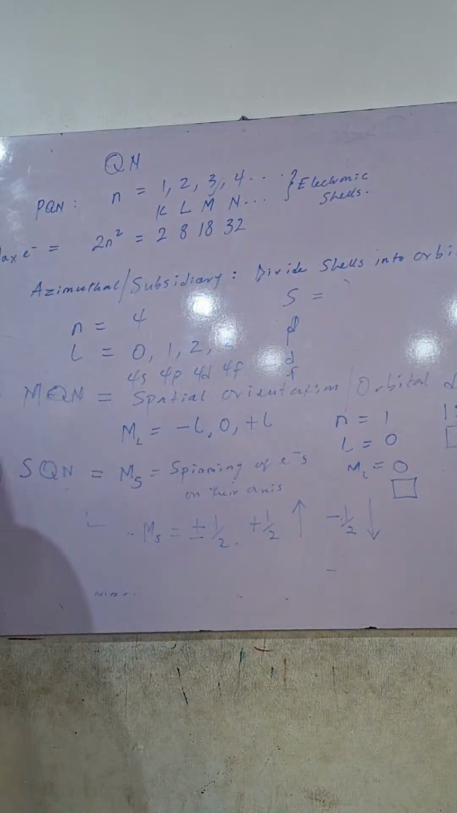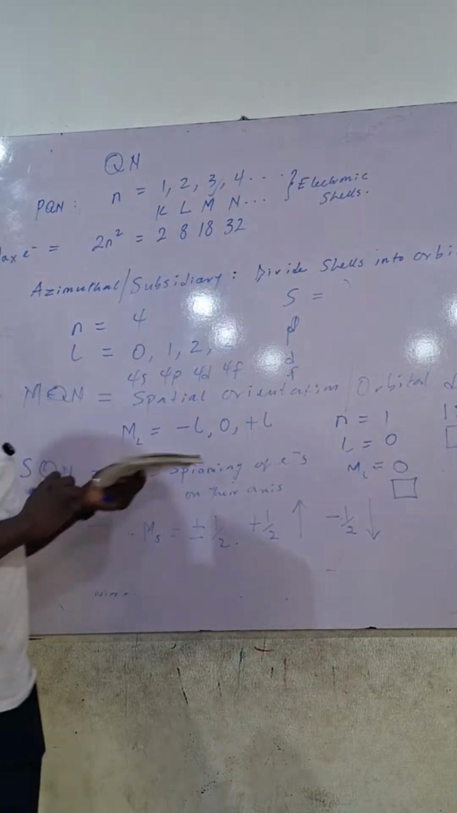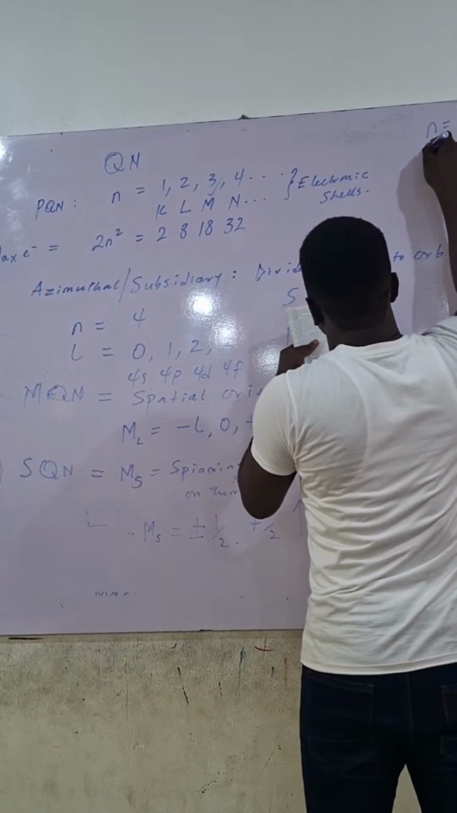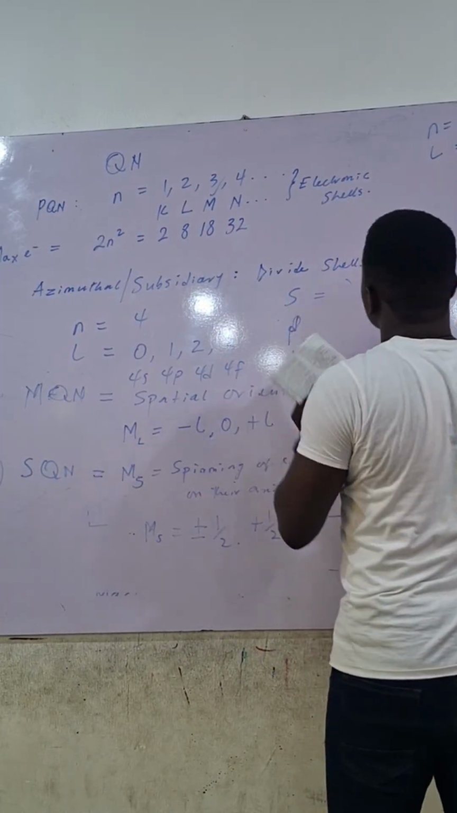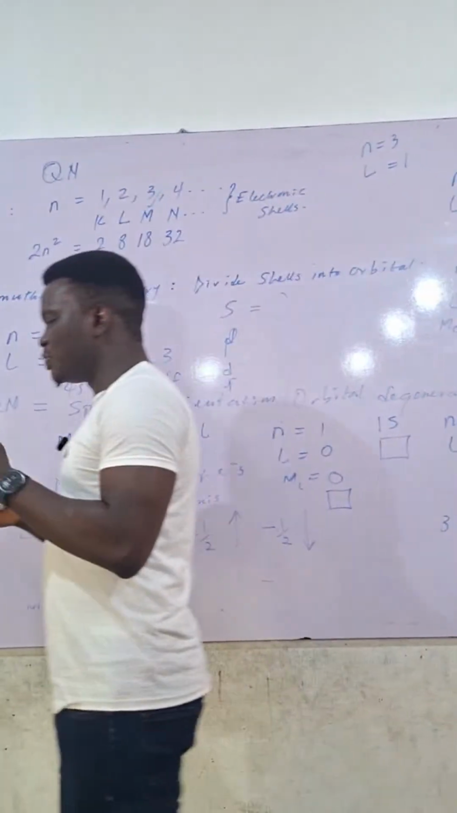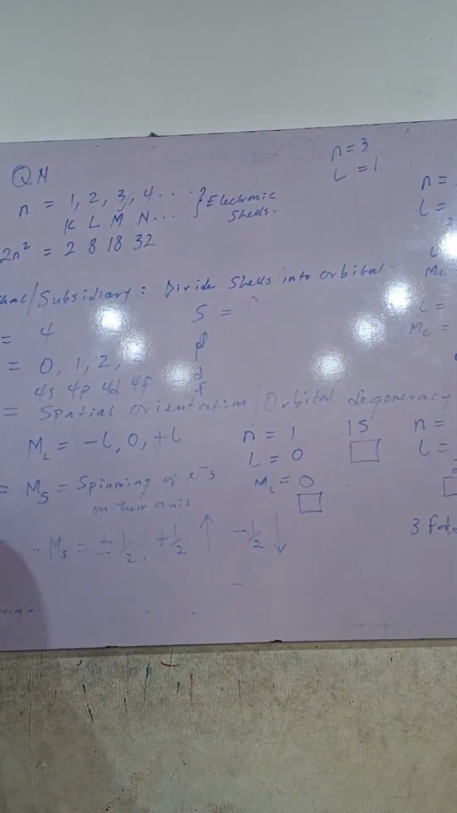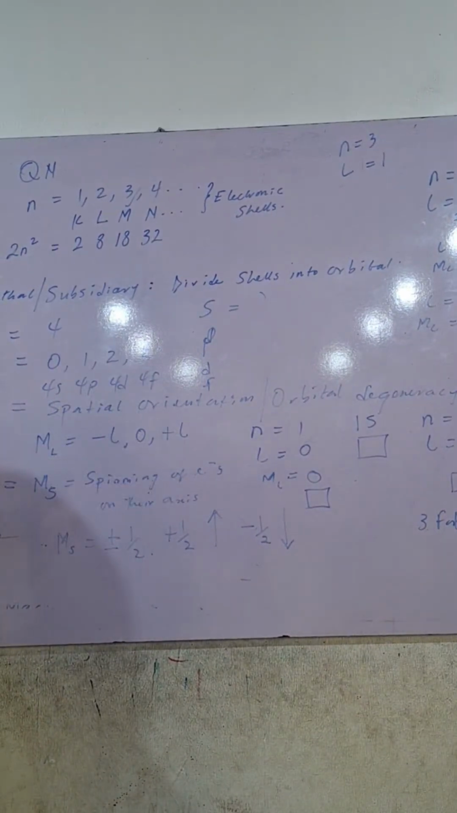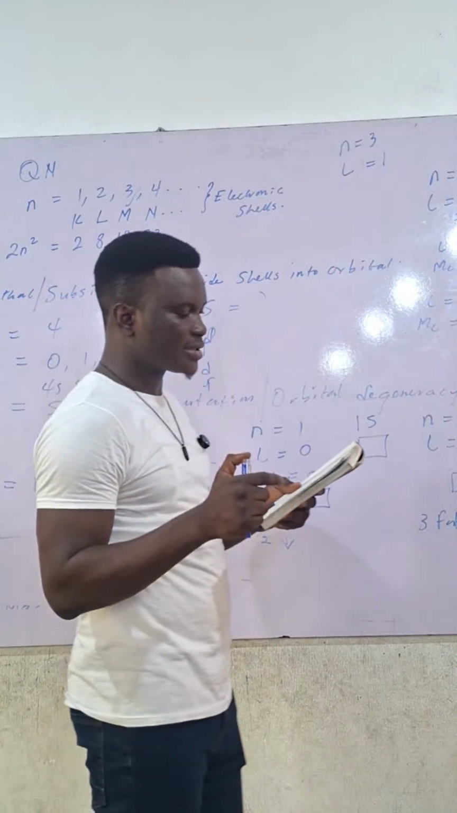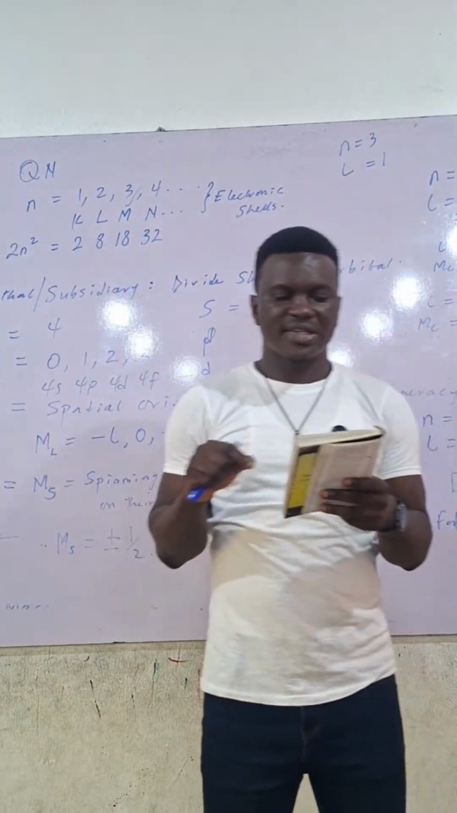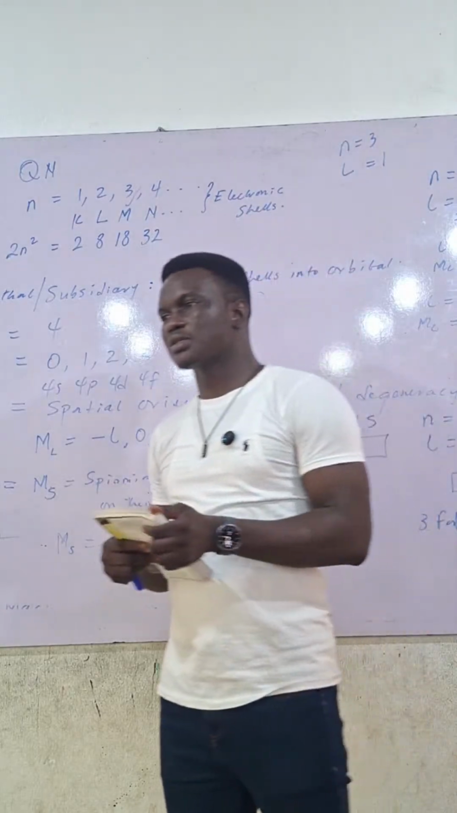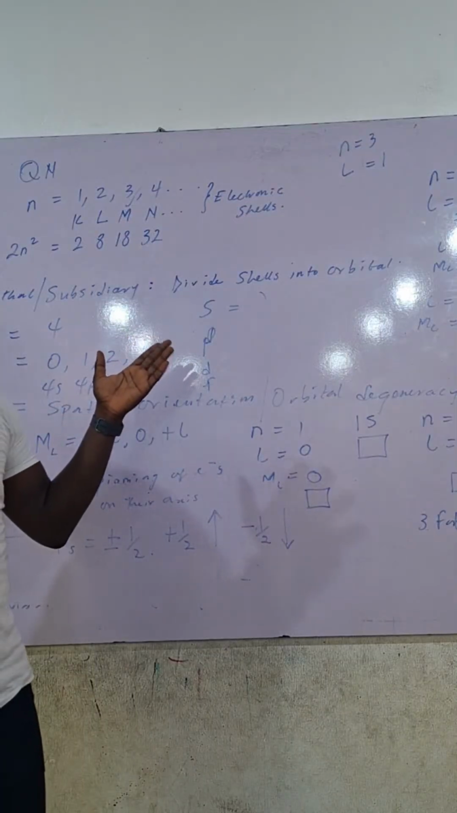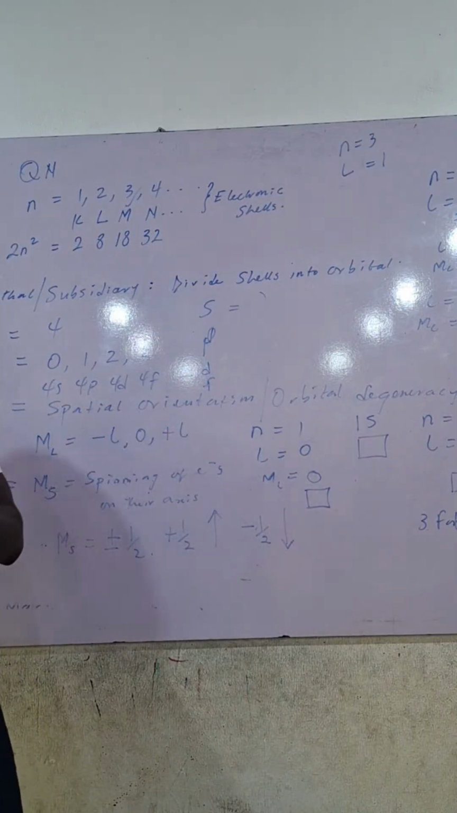Number 20. They said, consider an orbital description as follows. n is equal to 3. l is equal to 1. Which of the following statements are correct? Roman figure 1. It is a 3d orbital. Is that correct? Which orbital is it? 3p. You can see that it's simple.